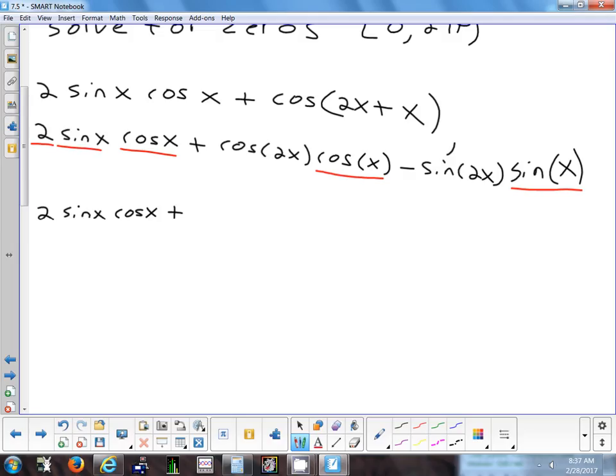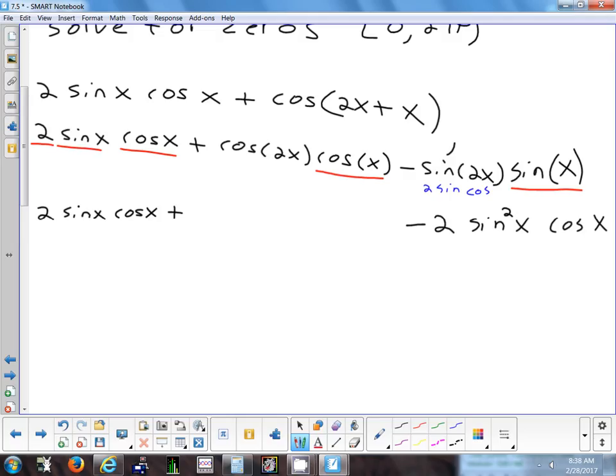Amanda? 2, I'm just going to write it small underneath. 2 sine cosine times another sine. So what am I going to end up subtracting? So it's 2 sine cosine sine. Which one is squared? Yeah. Sine times sine is sine squared. So 2 sine squared cosine.